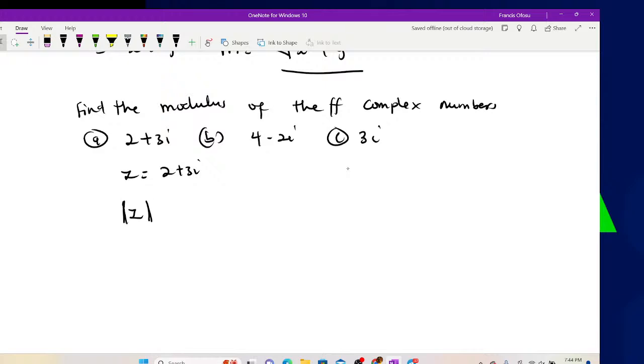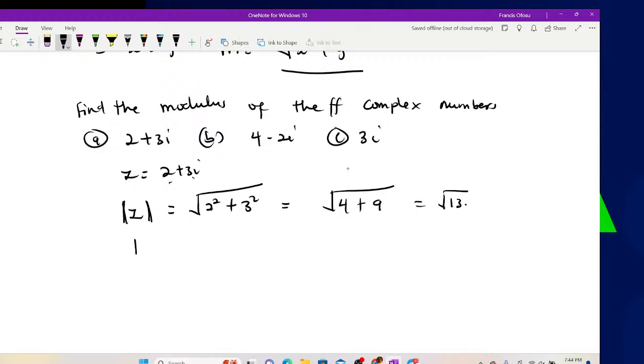So these 2 bars, when you see them around a complex number, mean that we are finding the modulus of that particular complex number. So this is simply equal to the square root of my real part, which is 2 squared, plus the imaginary part 3 squared. And finally, I'll get the square root of 2 squared, 4, plus 3 squared, which is what? 9, giving me square root of 13.